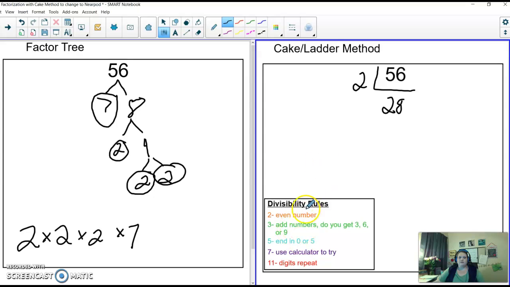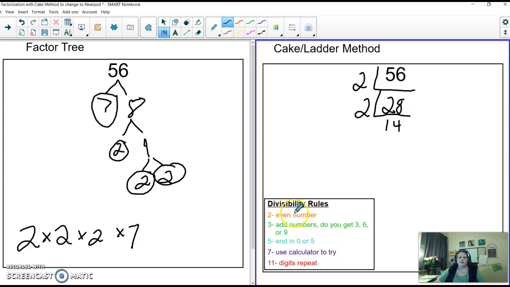Now I'm going to repeat the steps. Is 28 even? Yes, 28 is even because it ends in an 8. So I'm going to draw another upside down division and write 2 on the outside again. Grabbing my calculator, 28 divided by 2 is 14.